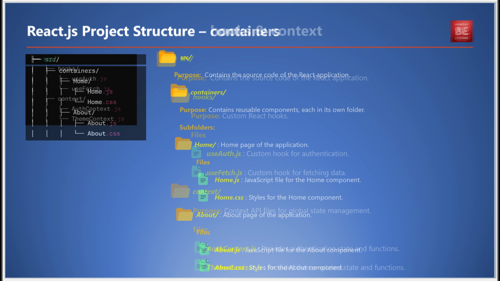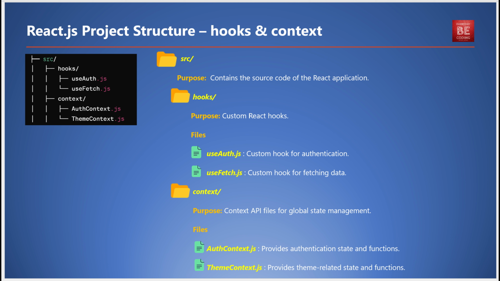The Home container, for instance, contains Home.js and Home.css, encapsulating all logic and styling for the home page. Moving on to hooks, this directory is a treasure trove of custom React hooks like useAuth for authentication processes and useFetch for data fetching. These hooks are reusable pieces of code that can manage state and side effects in your functional components, promoting code reusability and separation of concerns.